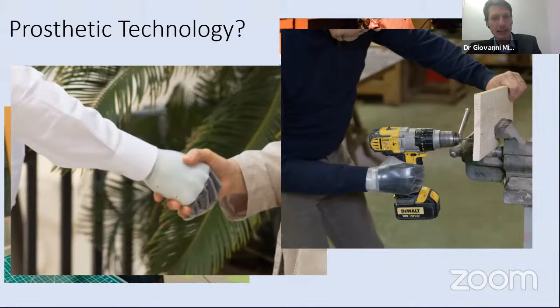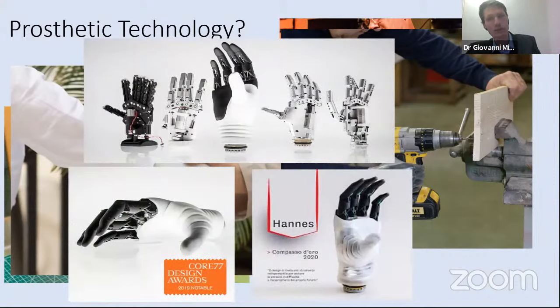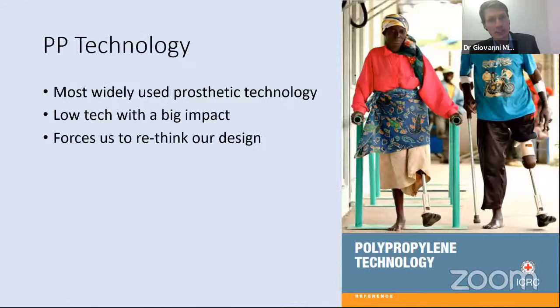So I proposed, and you can see here, they win a lot of awards and there's a lot of media attention, but I would contend that it's not a sustainable way to go forward. So very interesting, but I would like to draw attention to the polypropylene technology, which is often overlooked because it's so simple in one sense. But one of the most widely used prosthetic technologies that was introduced by the ICRC, it's low tech, but it's got an enormous impact on patients' lives. And it forces us to rethink what we think of when we think of design.